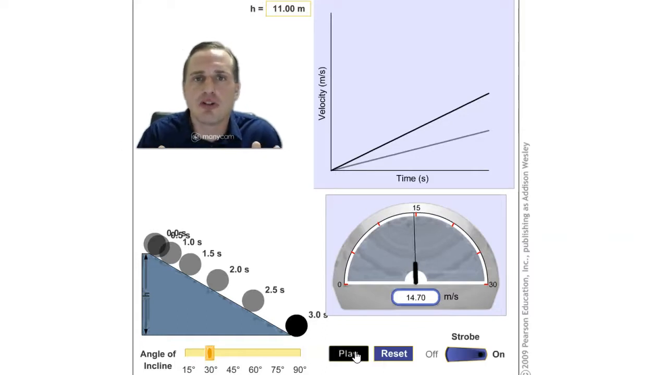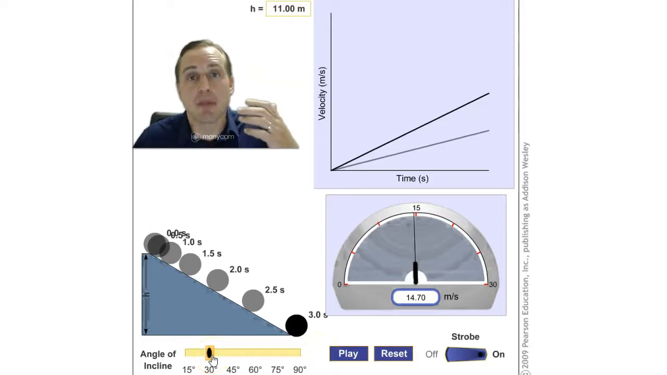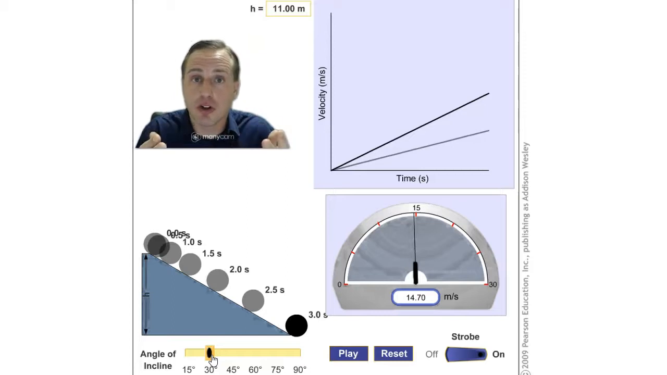Acceleration can also change your direction, but we will not cover that, at least in these videos and in similar lectures, for a while. Notice that the acceleration is positive, that is, the velocity is getting greater with time, and it's also larger as we increase the angle.